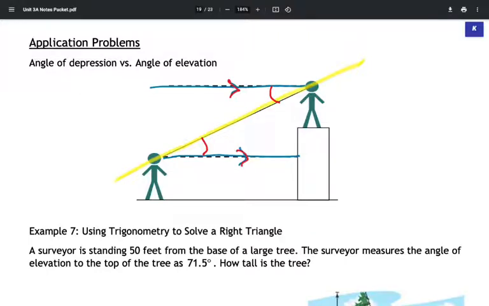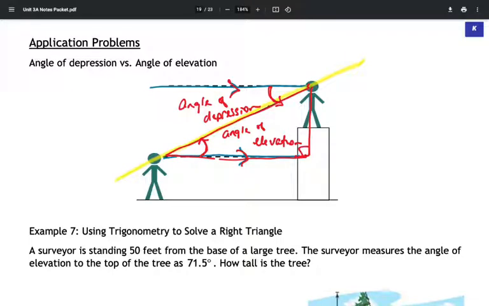Well, this person that's down here, he has to look up to see the guy above. So this is his angle of elevation. This guy had to look down in order to see the guy below, and so this is the angle of depression. Well, the angle of elevation and the angle of depression are always the same. And when we usually draw our triangles, it's going to look like this triangle right here.